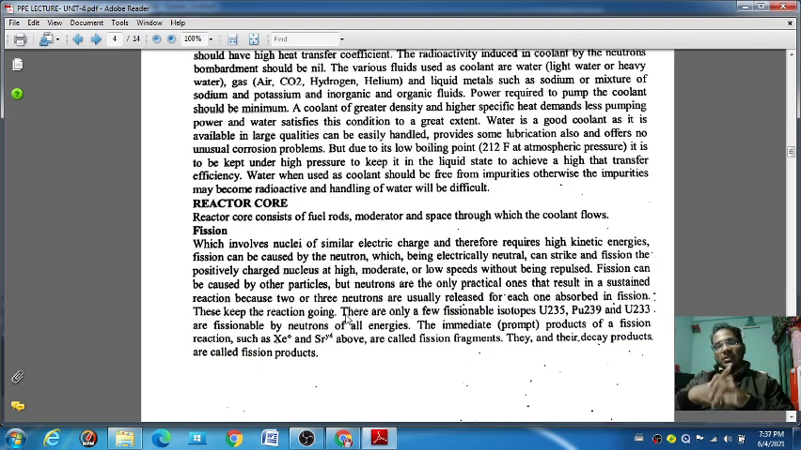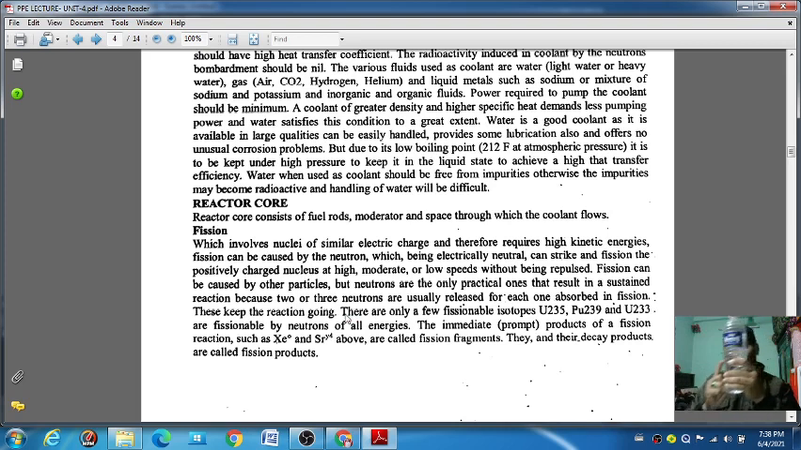Here we are discussing the reactor core, which consists of fuel rods. To manufacture the reactor core, we have to take the moderator and the space through which coolant flows. For example, I don't have any circular object, but here is a water bottle. Just see the water bottle.